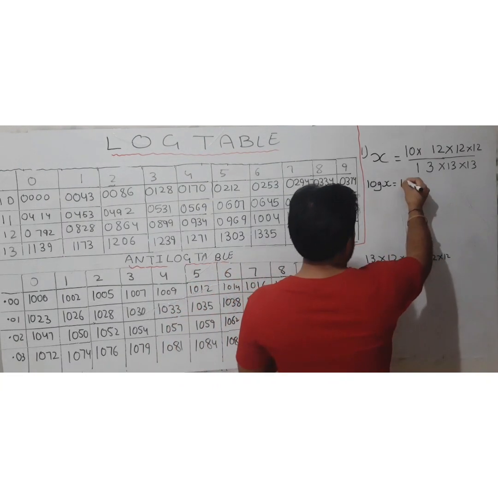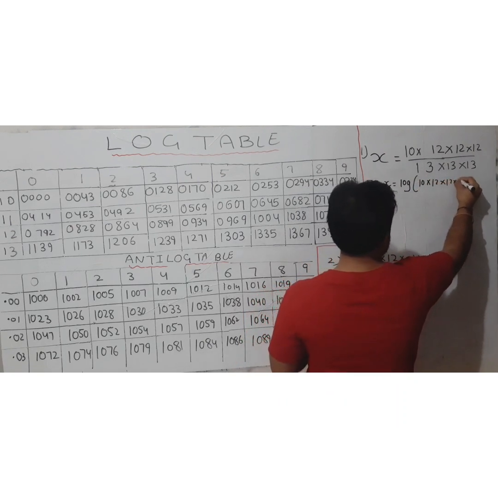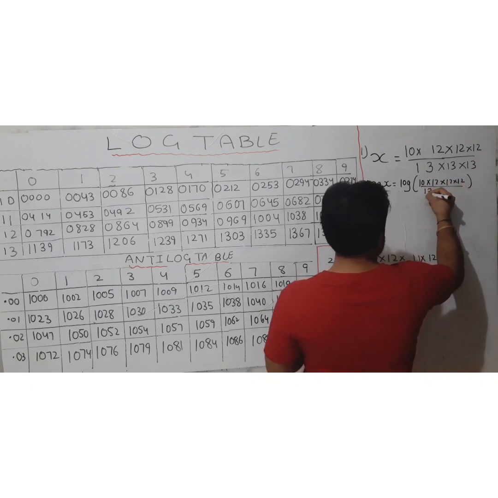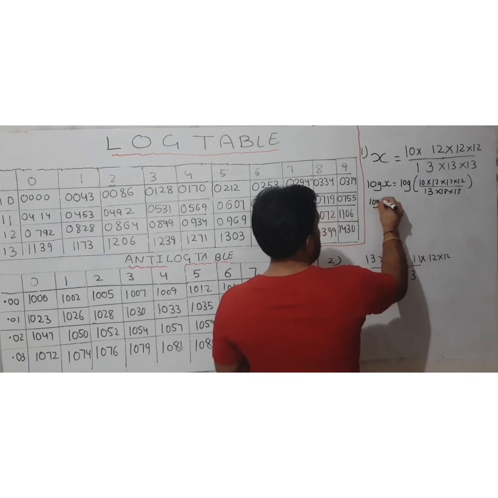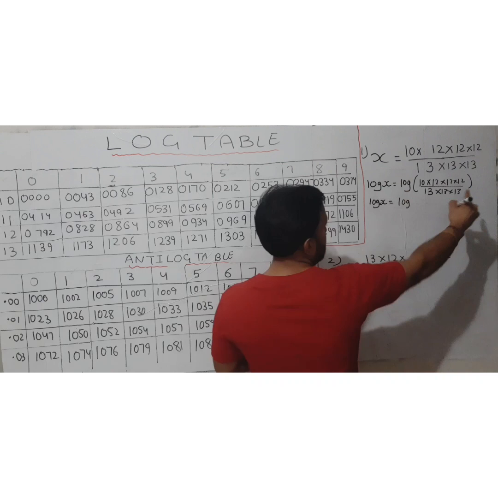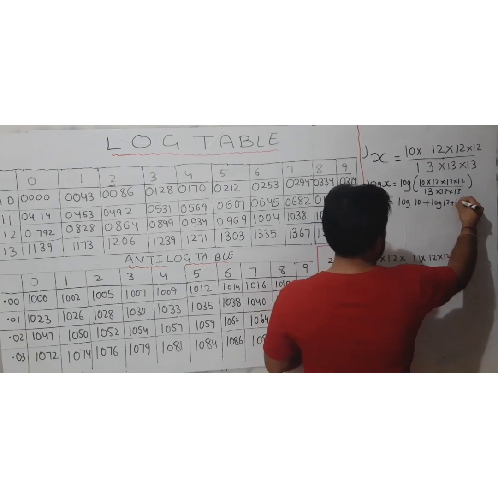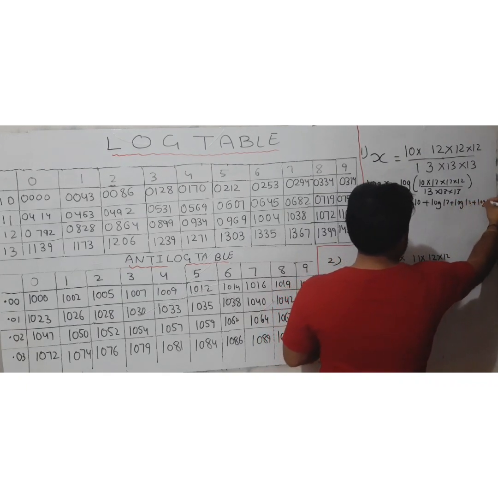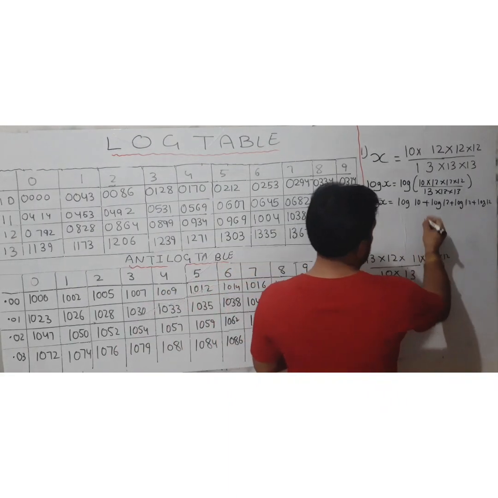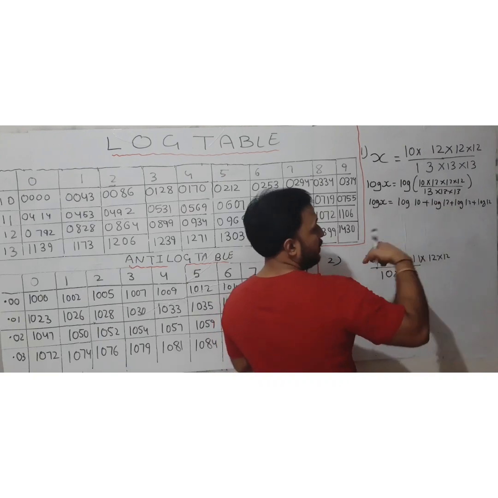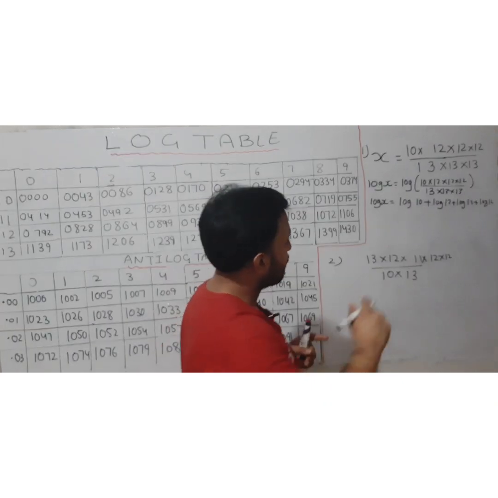Now when I take log, all the values will be like log of 10 into 12 into 12 into 12 divided by 13 multiplied by 13 multiplied by 13. Then log x will be equivalent to, all the multiplications become a sum, like log 10 plus log 12 plus log 12 plus log 12. You can also write it as 3 log 12, because there are 3 log 12 terms, and whatever is in division will act as subtraction, it will be subtracted from the log part.